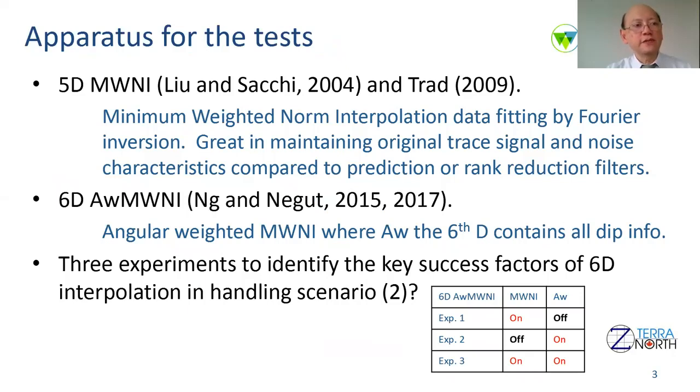Apparatus for the tests. They'll use 5D minimum weighted norm interpolation, data fitting by Fourier inversion, and 6D AW-MWNI, angular weighted MWNI, where the AW is the sixth dimension containing all dip information. Three experiments to identify the key success factors of 6D interpolation in handling scenario 2.